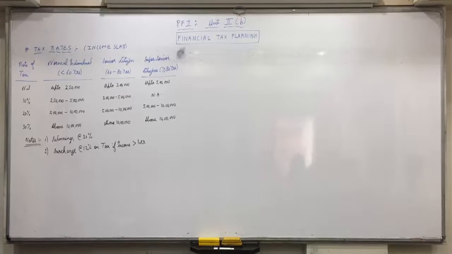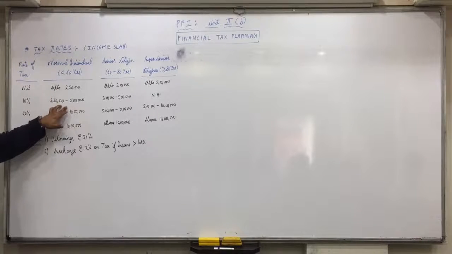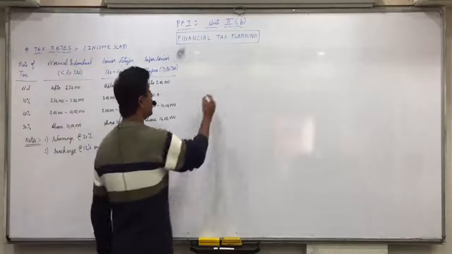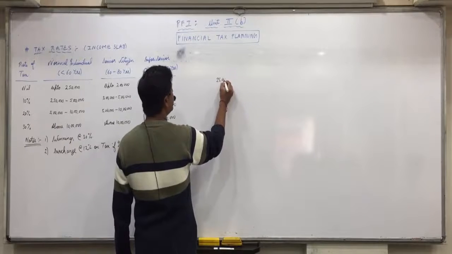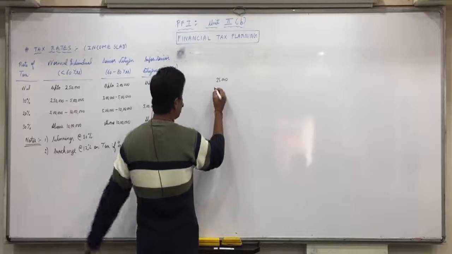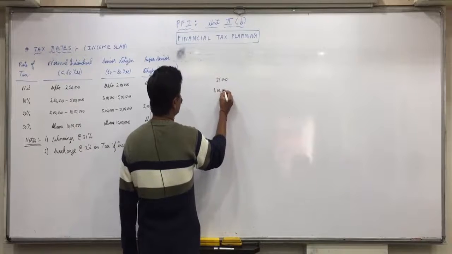surcharge of 12%. Suppose your income is 1 crore 10 lakhs, and let us say less than 60 years. So up to 2,50,000, no tax. 2,50,000 to 5 lakhs, the difference is how much? 2,50,000. So on 2,50,000, 10% tax, you will pay how much? 25,000. Then 5 lakhs to 10 lakhs? 5 lakhs, 20%? 1 lakh.